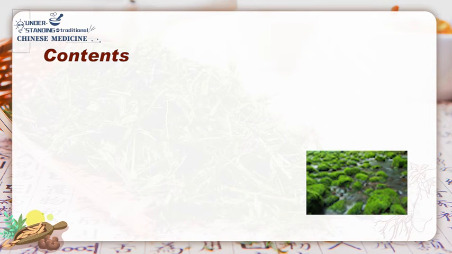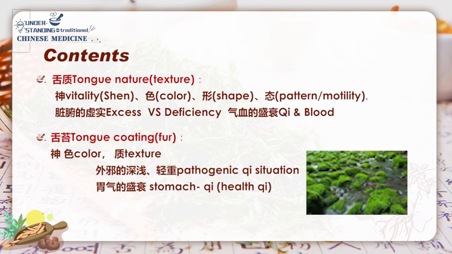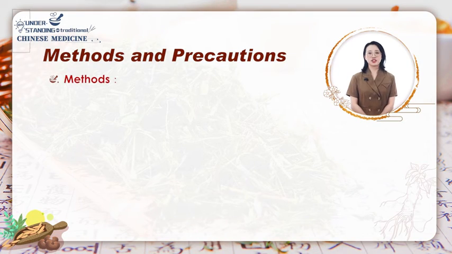The indexes, which tell the excess and deficiency of inner qi and blood, are based on 5 aspects: the tongue vitality, which we call shen, tongue color, tongue shape, and tongue motility. The tongue coating is judged by coating color and coating texture. The method of tongue inspection should focus on these tips.